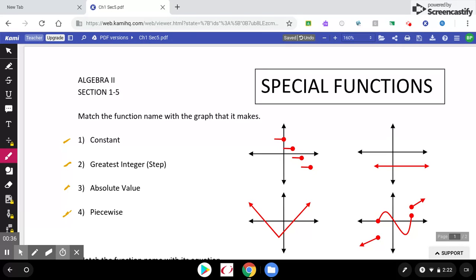So I'd like to think that you can tell this graph here in the upper left corner looks literally like a set of stairs. So if one of the names for the greatest integer function is also called the step function, that's kind of a no-brainer. So this guy right here, just going to write the number. That's number 2. That's greatest integer.